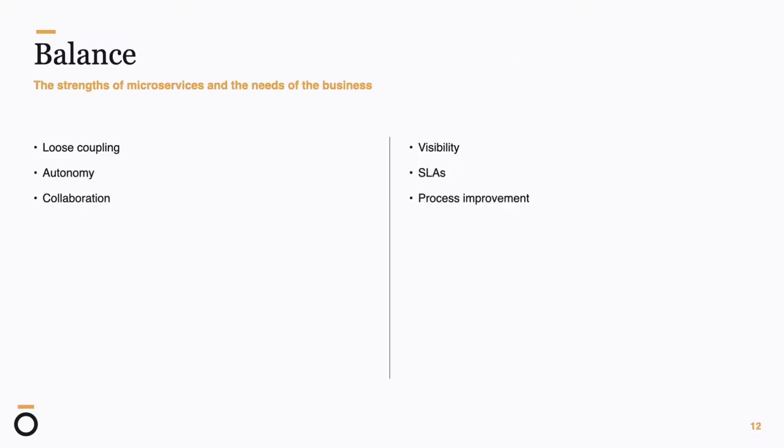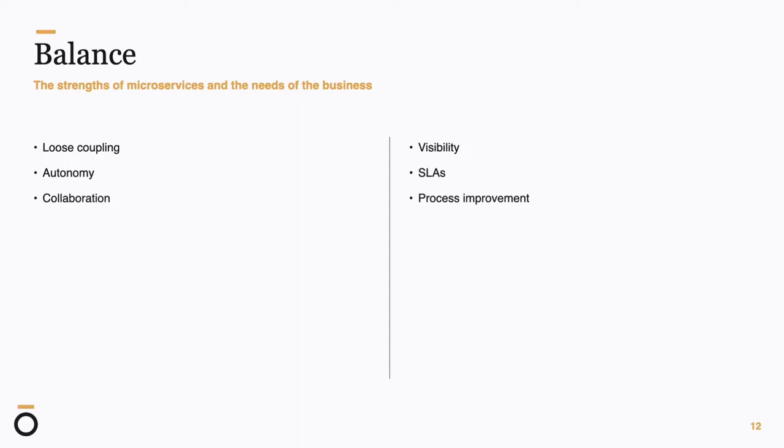So what we should strive to balance in a microservice architecture is the strengths of microservices and what the engineering departments enjoy, which is autonomy and loose coupling. Ideally, we would only care about our service or services. They would be performing some very well encapsulated business action, but that's it. And we'll somehow loosely collaborate with the others.